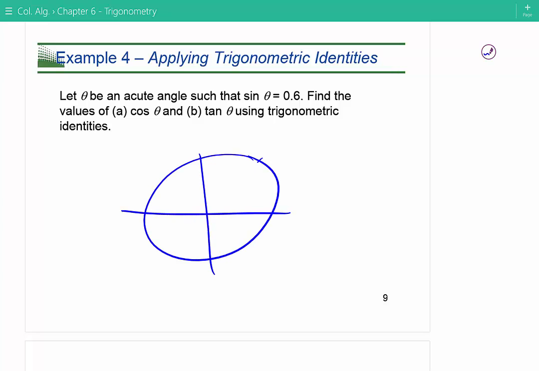So I'm going to draw this like in the unit circle, so to speak. And we're told that sine of this is 0.6. So we're given the y value to this point right here on the unit circle. We want to find the values of cosine and tangent using trig identities.